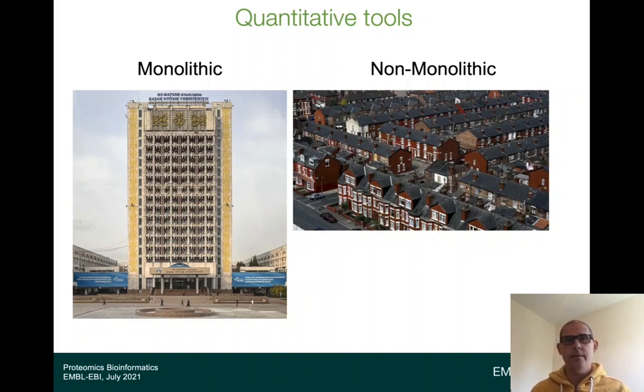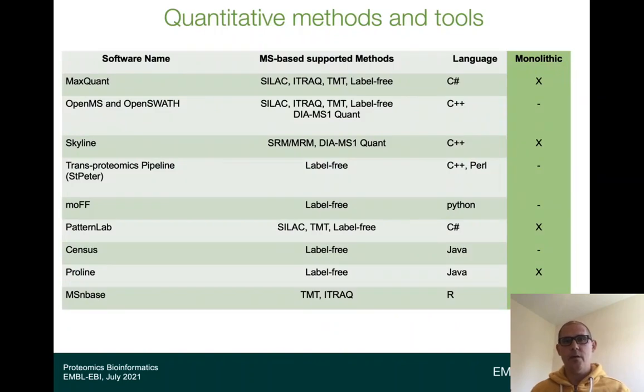Today, which ones are monolithic and which ones are more non-monolithic? Some tools can perform the data analysis on one desktop machine. For example, MaxQuant, Patternlab, and ProLine are tools that can perform the analysis in a monolithic way, whereas the other ones are more non-monolithic.